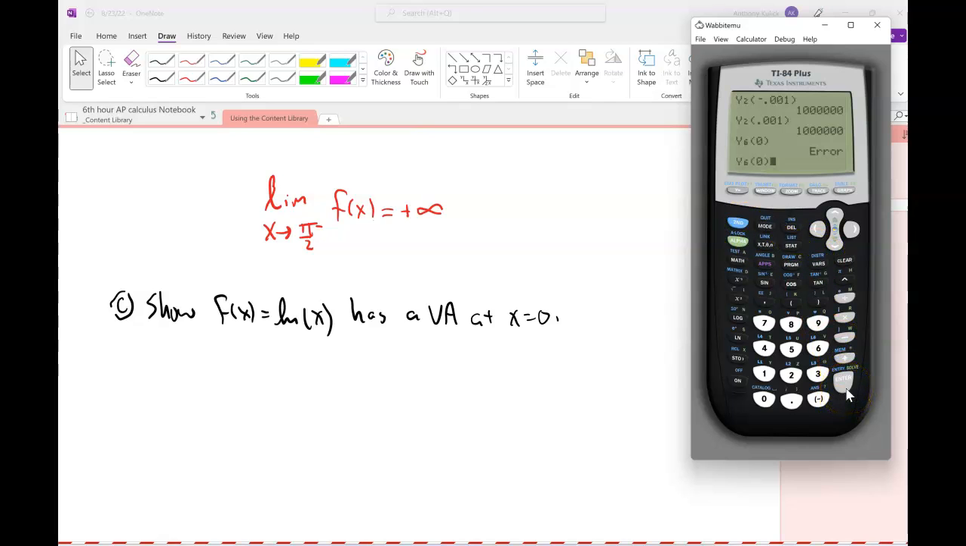So notice there was only one side of 0 that the asymptote was on. So we have to pick values that are positive. So maybe we'll start at 0.1. And then maybe we'll do 0.01. And then maybe we'll pick 0.001. It doesn't seem like it's settling down towards anything, right? They just keep getting more and more negative.